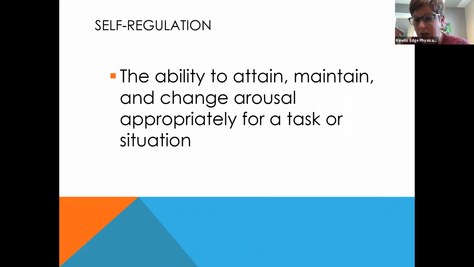So when we talk about sensory processing, we often talk about self-regulation. Self-regulation is really our ability to change our arousal state based on what situation we're in. So either changing how alert we are if we need to be paying better attention, or calming ourselves down. And oftentimes we will do this through sensory processing.